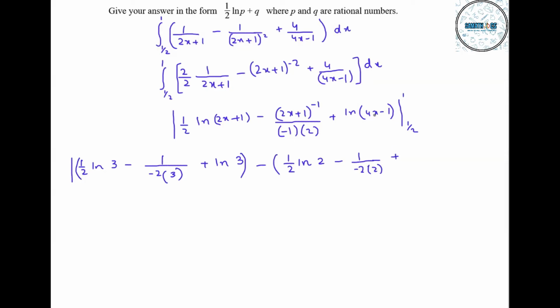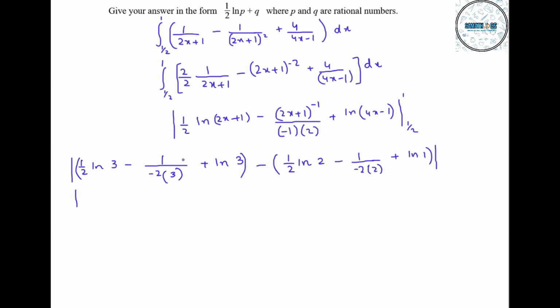Plus, when we will substitute here 1 upon 2, 2 1s are 2 and 2 2s are 4, it will be cancelled out. So we will be left with 2. 2 minus 1 would be 1. So it is ln 1.